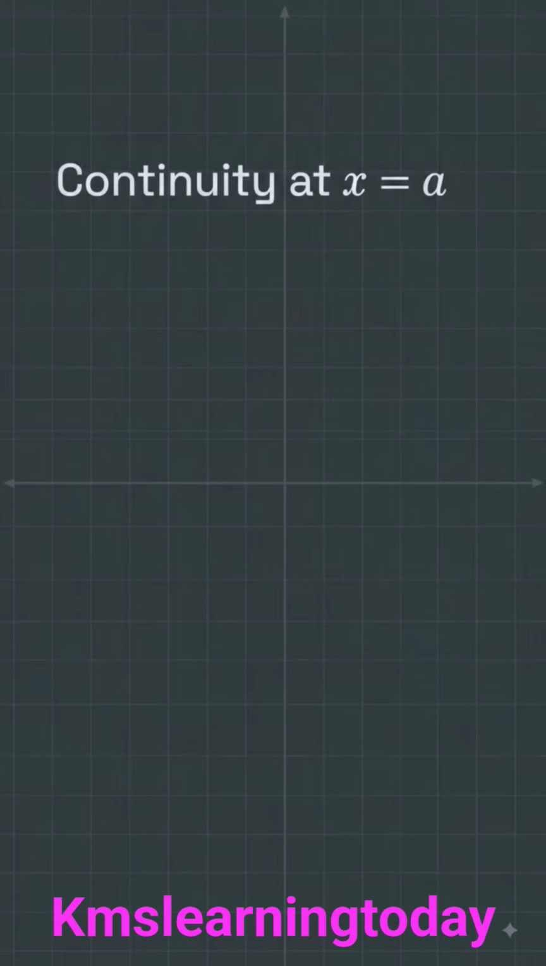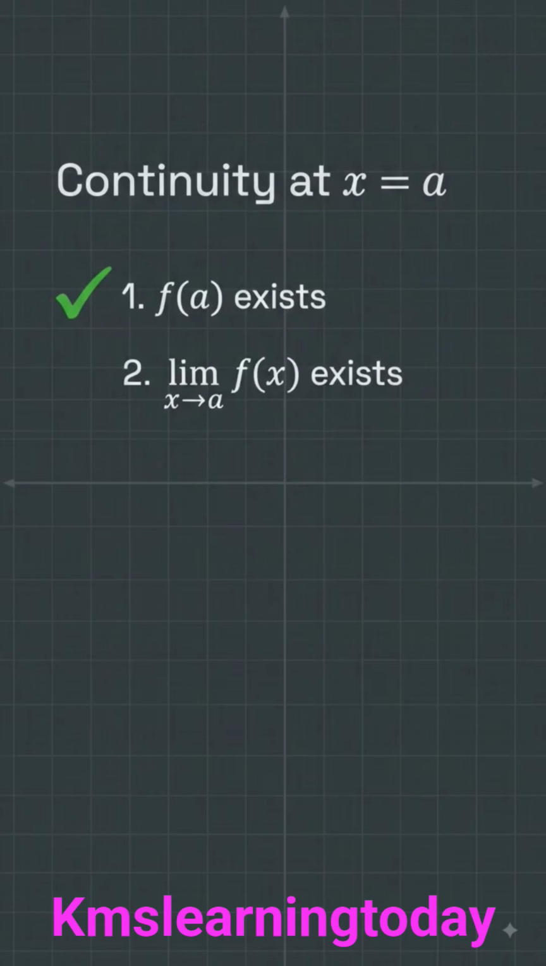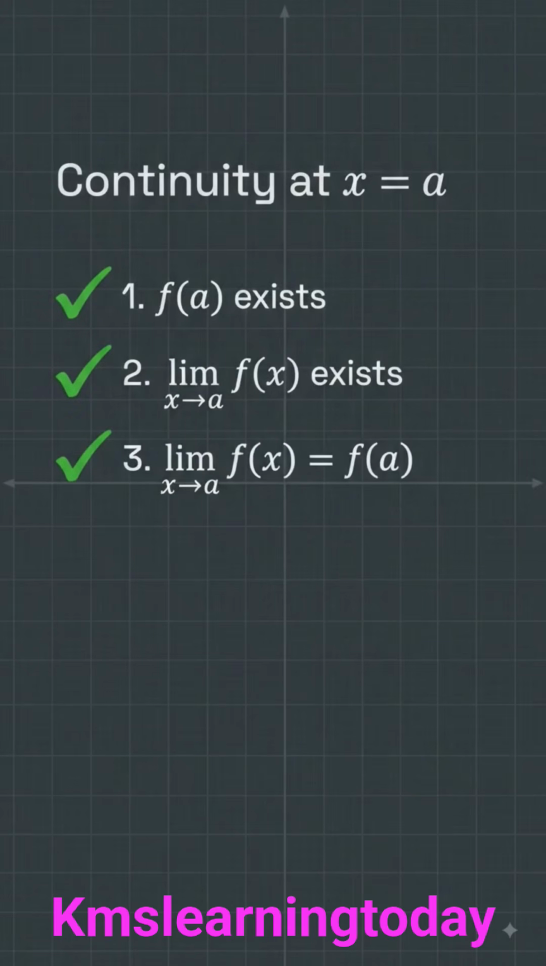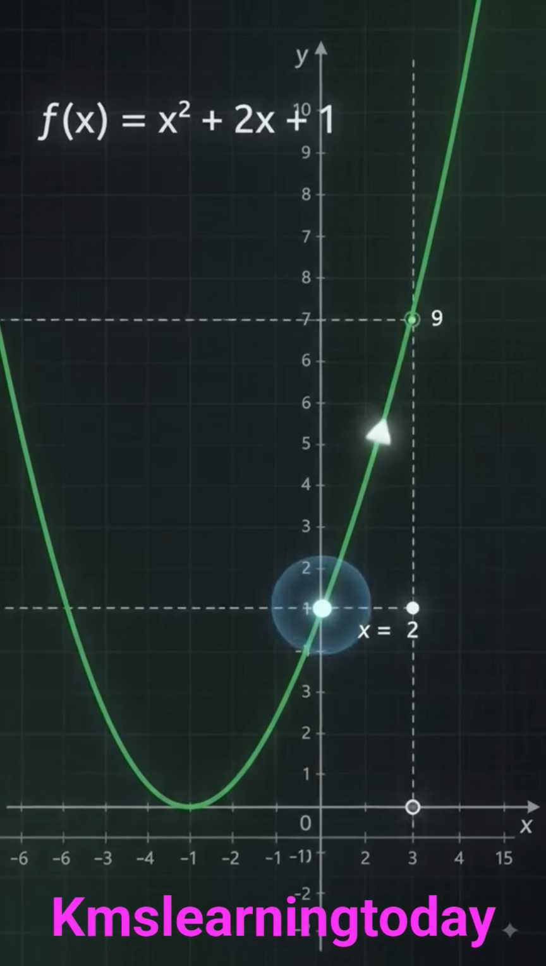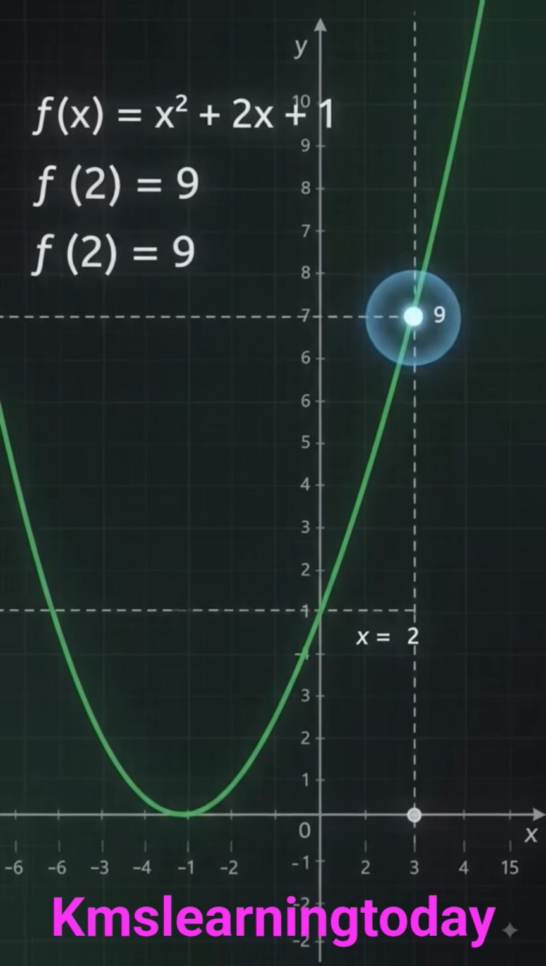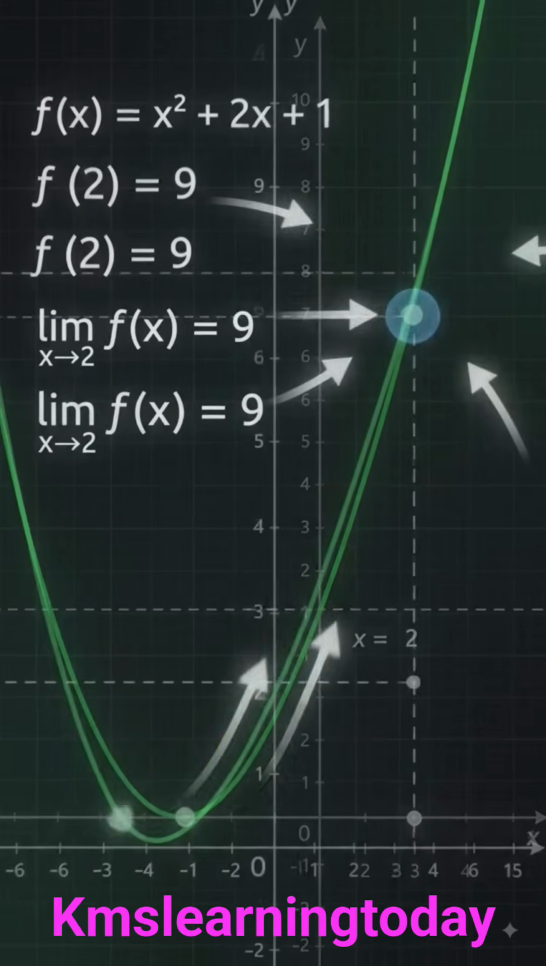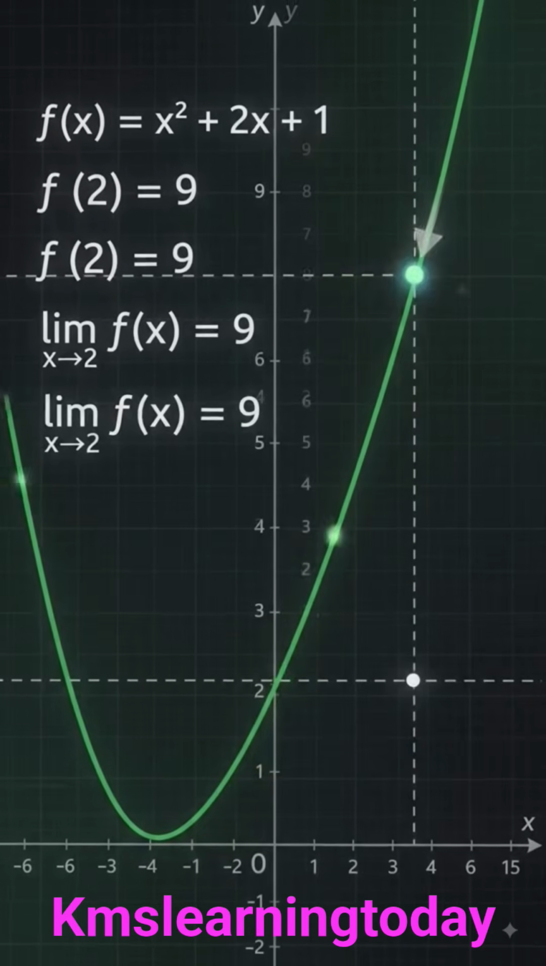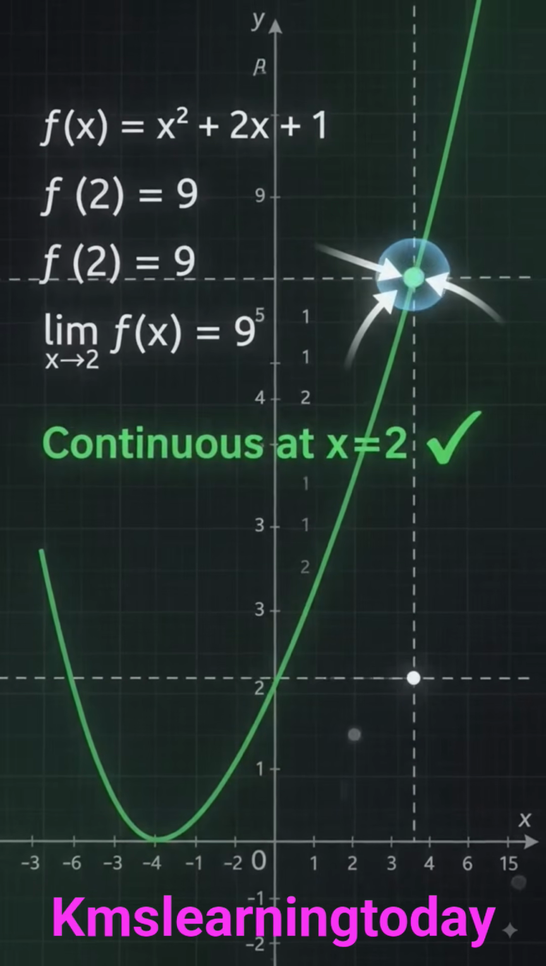For a function to be continuous at x equals a, three conditions must hold. The function value must exist, the limit must exist, and the limit must equal the function value. Polynomials are continuous everywhere. For this example, the function value at 2 is 9 and the limit as x approaches 2 is also 9. Therefore, the function is continuous at 2.